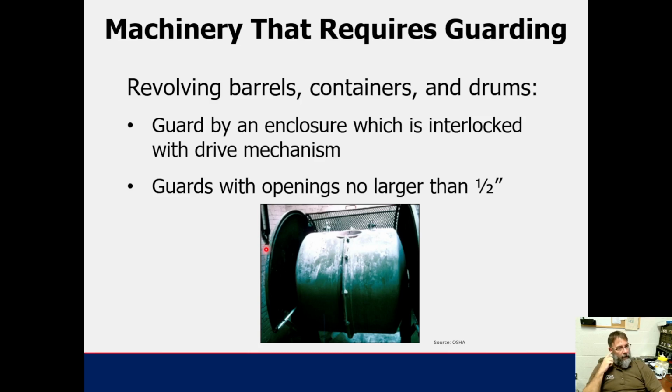Going on to the next, revolving barrels and drums. A lot of times we'll see these things in facilities. They'll have something like a rock tumbler, and this is spinning. It has to be guarded by an enclosure. It's interlocked, meaning that if you open the door, everything stops motion. Guards with openings: if you see these openings here, no larger than ½ inch, so nobody can stick their hand in.